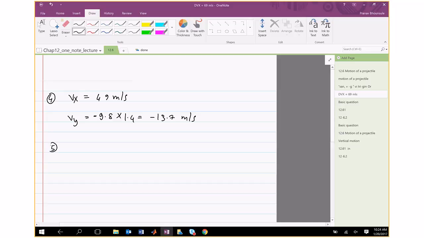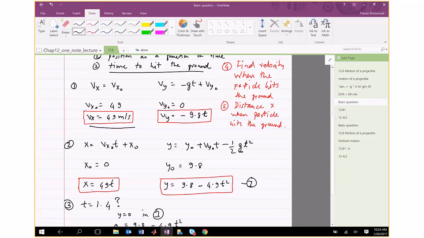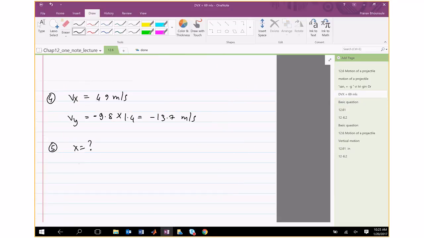And the final question is, we need to find x, or the distance from the x-axis when the particle hits the ground. Okay, so for that we can use this formula here. It says x is 49 times t, and we know what the time is. It's 1.4. So we can solve for x. Okay, so what's the answer? 68.6 meters. Okay.